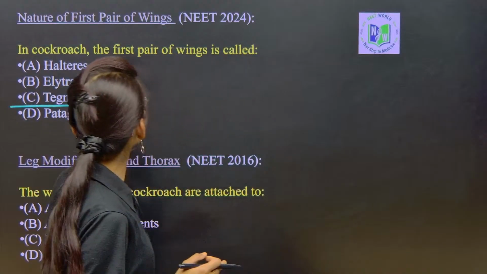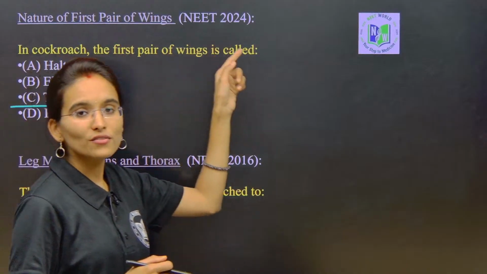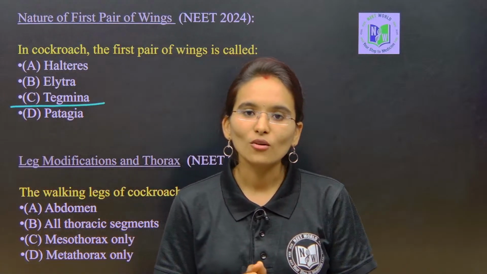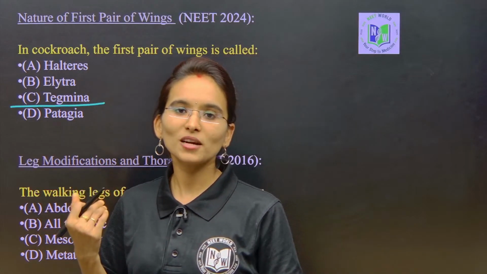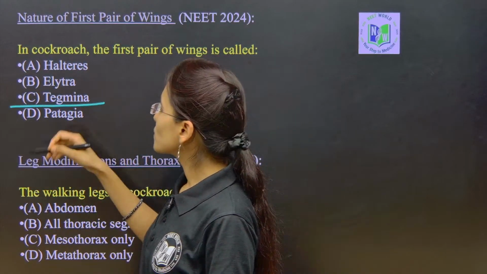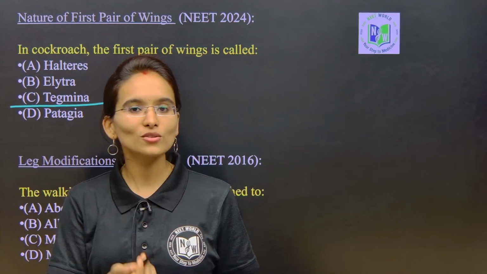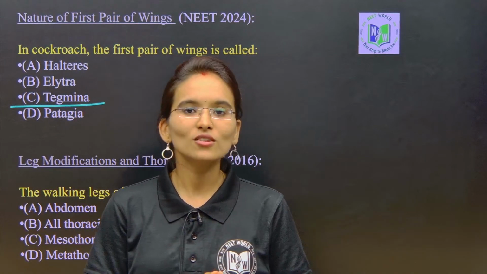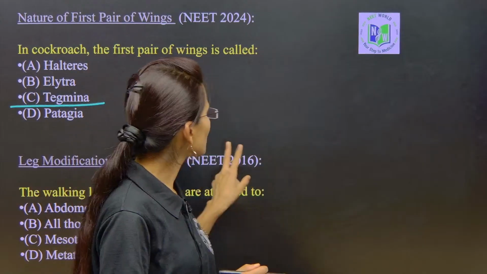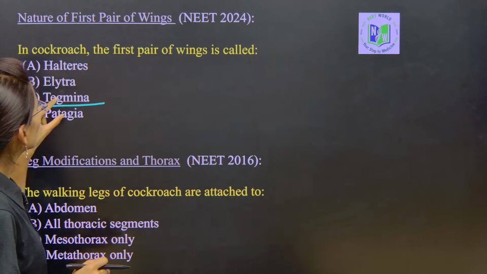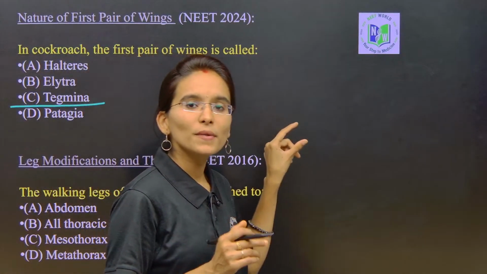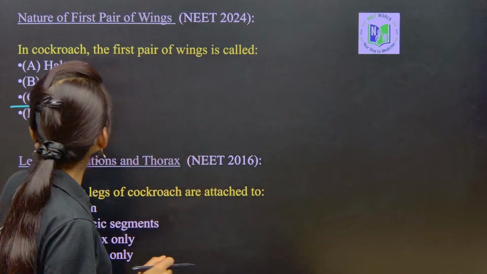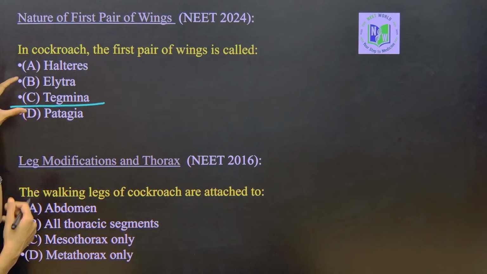Okay, see the question here, in cockroach the first pair of wings are called as tegmina. So which type of wings are these, my dear students? Yes, prothoracic wings, next one mesothoracic wings and the metathoracic wings. Yes, usually we have the mesothoracic wings and the metathoracic wings. So now let's look into the remaining options.